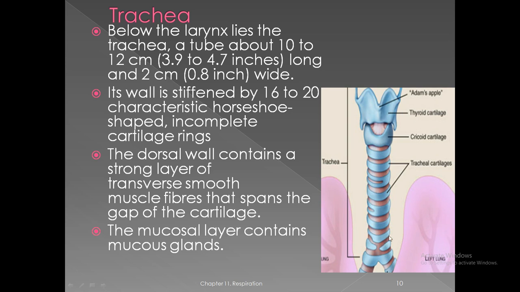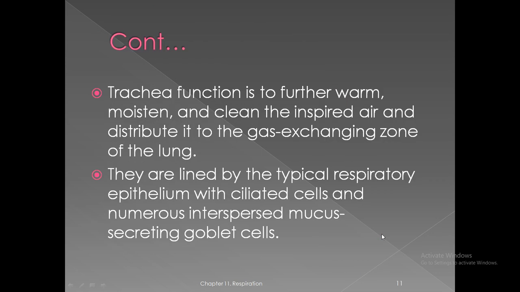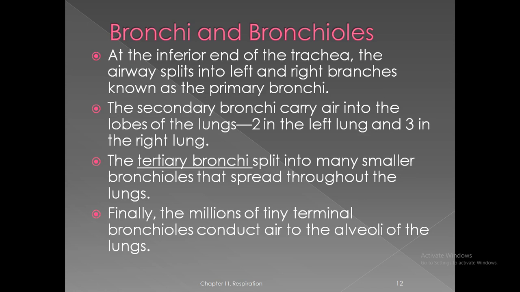In the mucosal layer, there are some other cells found in the trachea, like the mucous membrane and the ciliated cells. The mucous membrane has goblet cells, and the ciliated cells are also present in the trachea. The functions of these tracheal ciliated cells and the tracheal goblet cells are the same as in the nose. They both make the air warm and filtered, and then pass it to the lungs for exchange purposes.